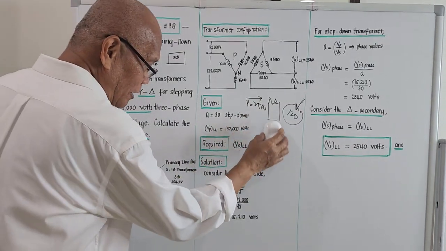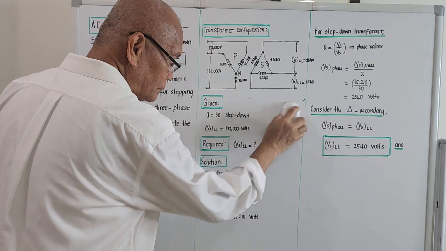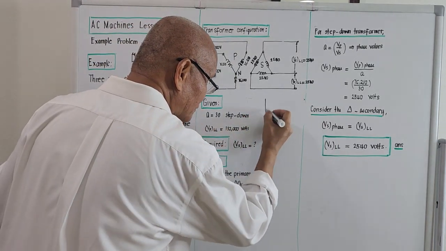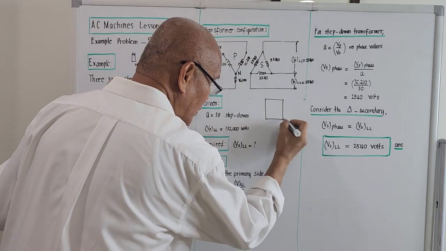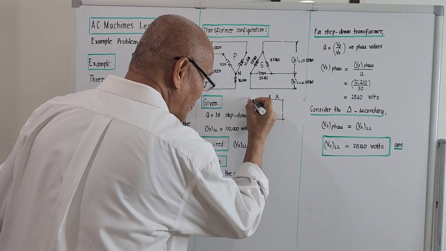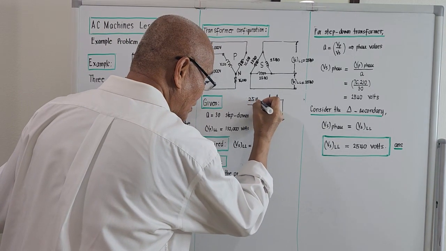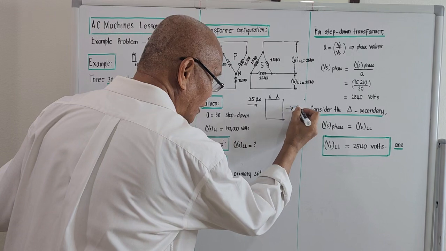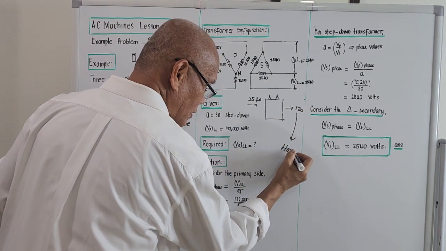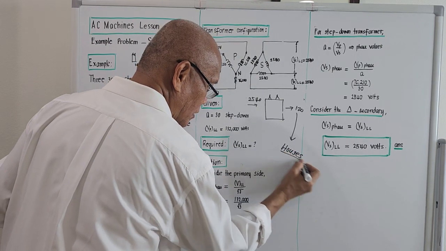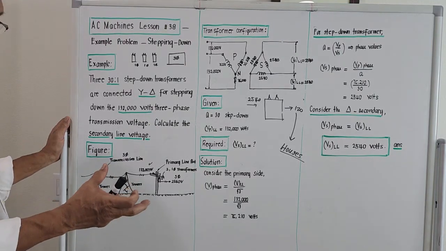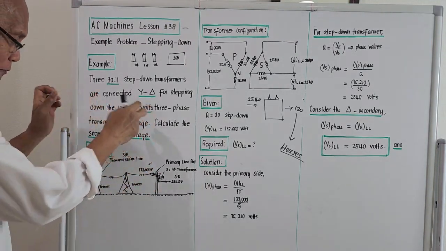Okay? Okay, I will try to erase this one, but I will draw it again. So the primary will be 2540 and the secondary will be 120 and this will go to the houses. Okay, let's go back to the figure of the given verbal problem.